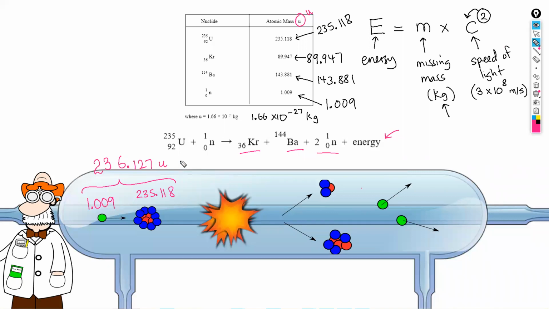Now, after the reaction or explosion or whatever, we get krypton, we get barium, right? So what's the mass of krypton? The mass of krypton is how much? 89.947. The mass of barium is 143.881, plus we have 2 neutrons, and each neutron is 1.009. Add up all 4 things here and tell me what's the mass afterwards.